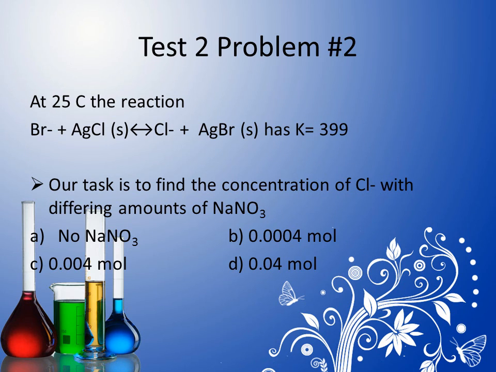Okay, we chose problem number 2 from the second test to reinforce these concepts. So, the question states, at 25 degrees Celsius, this reaction has an equilibrium constant of 399. So our job is to find the concentration of Cl- with differing amounts of NaNO3. So we will find the concentration of Cl- when there's no NaNO3, 0.0004 moles of it, 0.004 moles, and finally 0.04 moles of NaNO3. Note that NaNO3 is an inert salt, which means that it does not affect the ions in the equilibrium. It doesn't react with them.